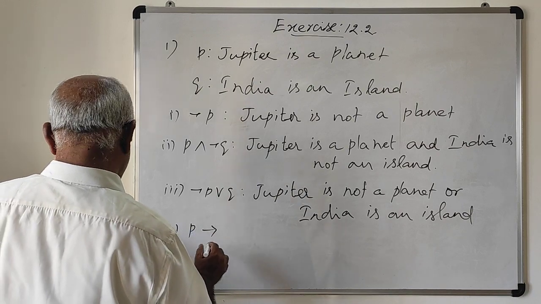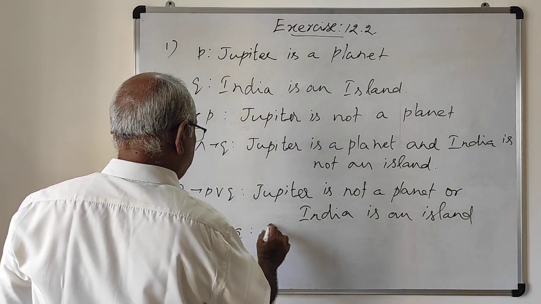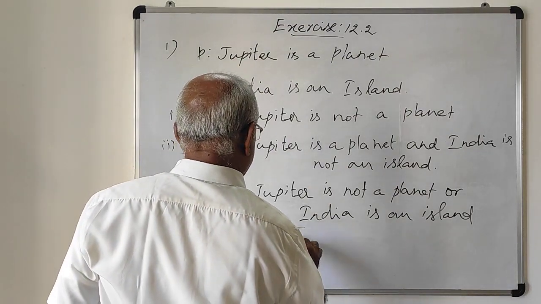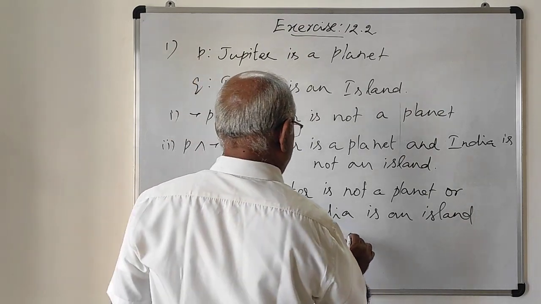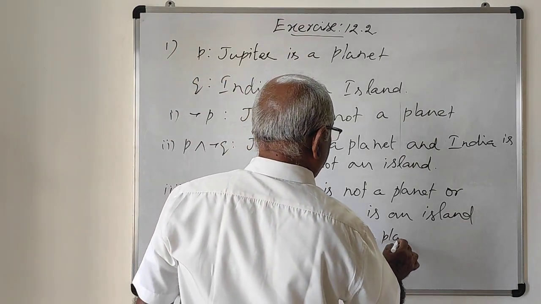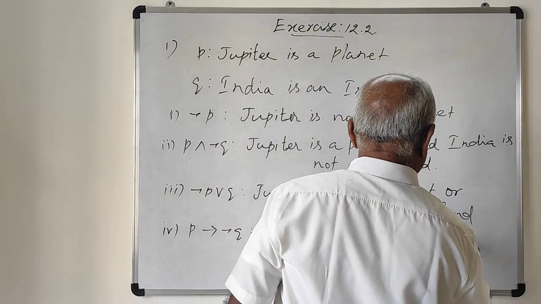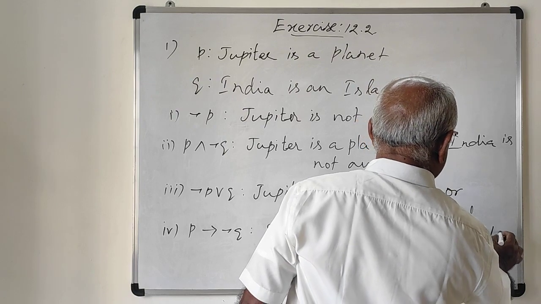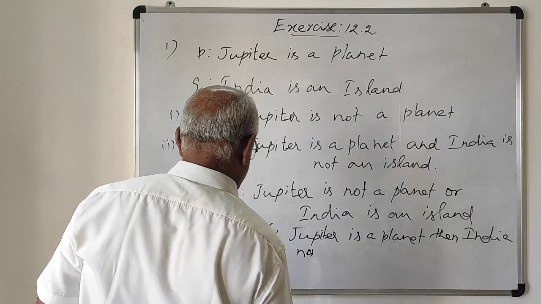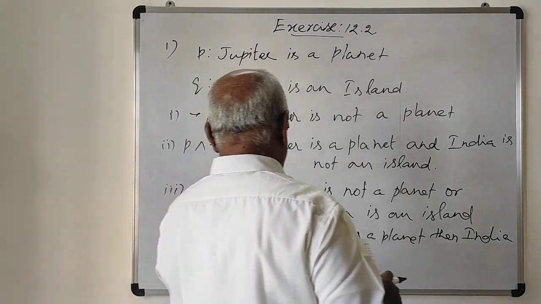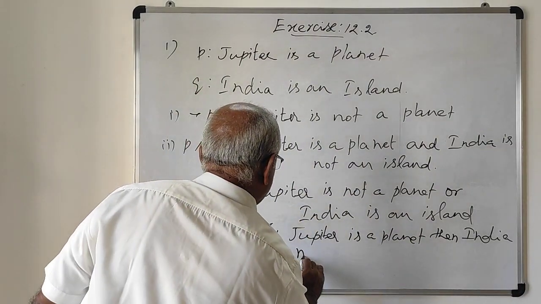Fourth one, P conditional negation Q. P conditional negation Q means: if Jupiter is a planet, then negation Q, India is not an island. If Jupiter is a planet, then India is not an island.